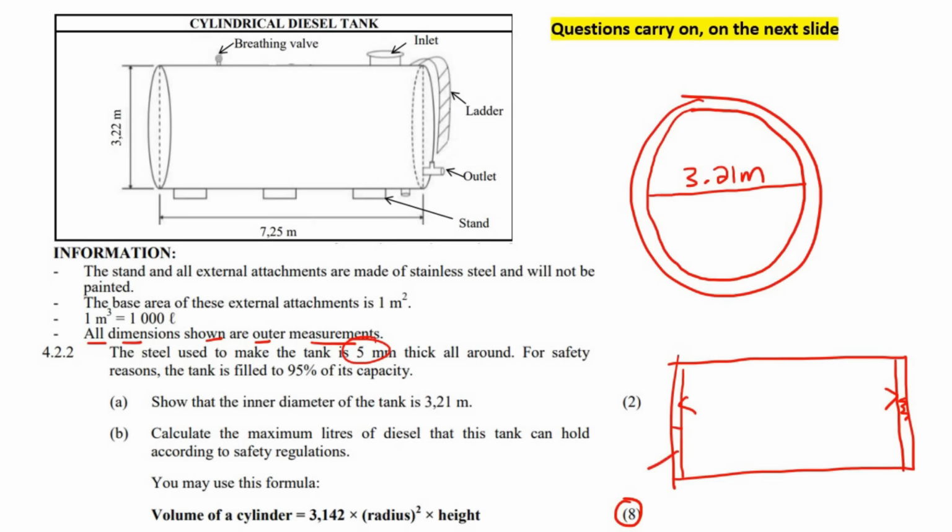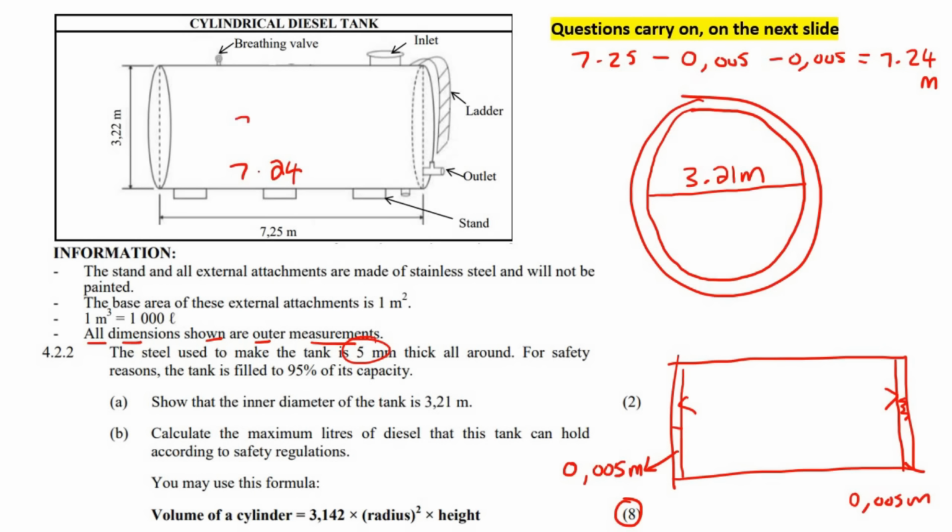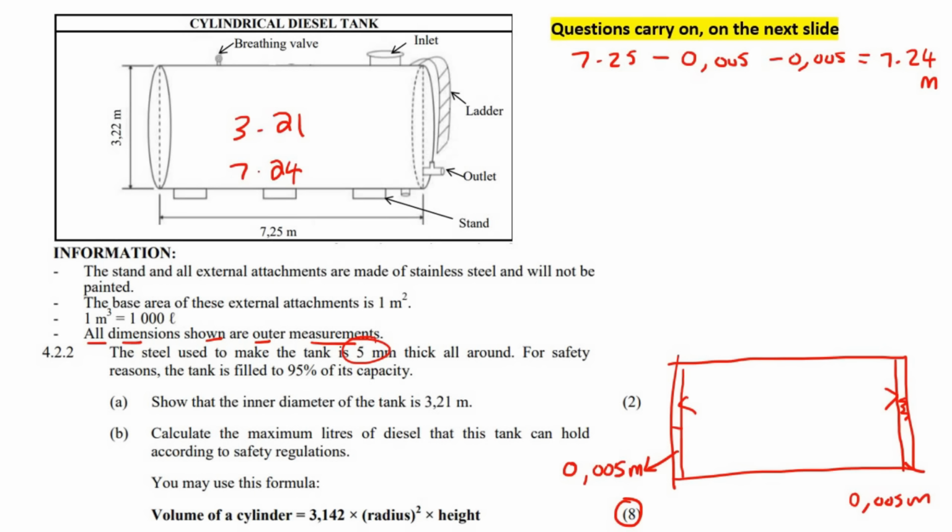So let's quickly go work out what this distance would become. We already worked out earlier that to convert that 5 millimeters into meters, it was 0.005 meters. Okay, and then you're also going to have it on this side, 0.005 meters. So to work out what this length actually is, where the diesel goes, we could say 7.25 take away 0.005, take away 0.005, and that would be 7.24 meters. Okay, so we're going to use 7.24 and we're going to use 3.21. Please keep that in mind.